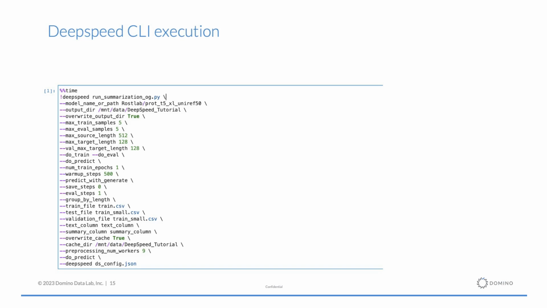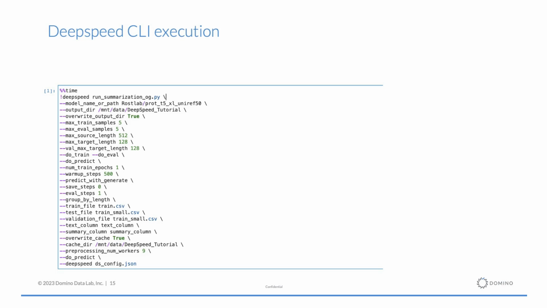DeepSpeed also has a ds config file that you can specify. So if you want to specify what GPUs you want to run on, if there's a whitelist or blacklist of those GPUs, if there are particular IP addresses of those GPUs that you need to specify, you can do all of this in this DeepSpeed JSON file as well.